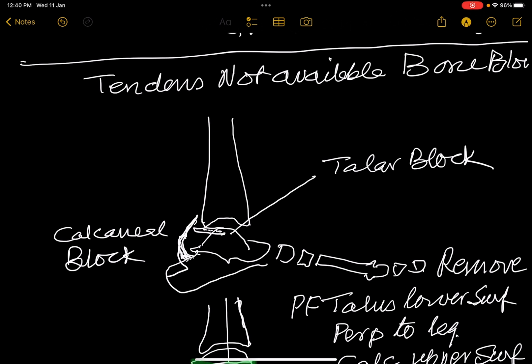You can raise this dicky of the talus, which will strike against the dorsal margin of the tibia and prevent foot drop, or you can turn the upper part of calcaneum upwards. So again, when there is foot drop, this will strike against the posterior surface of tibia and prevent foot drop. So there is a talar block and there is a calcaneal block.